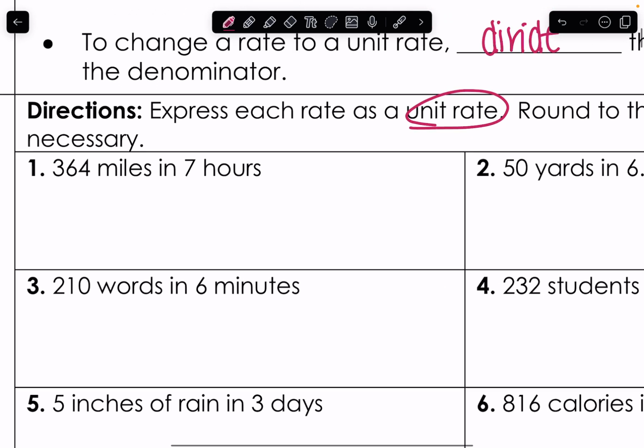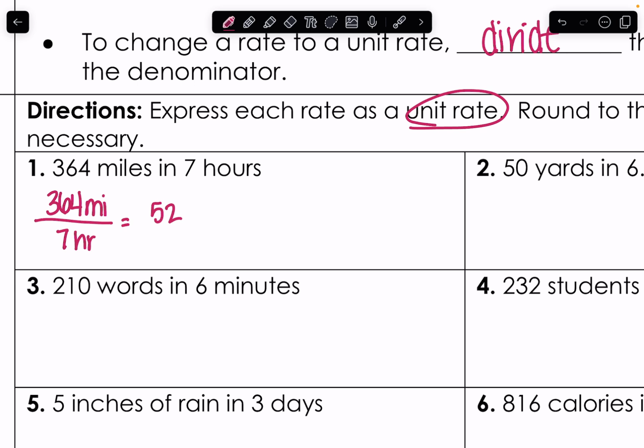For number 1, I give you 364 miles in 7 hours. I want you to tell me the unit rate, meaning how many miles in 1 hour. We can do this pretty easily. We can take 364 miles and divide that by 7 hours. When I divide, I get an answer of 52. I get a nice whole number. We're not always going to get a whole number, but that's okay. Notice how this time I am not reducing, I am dividing.